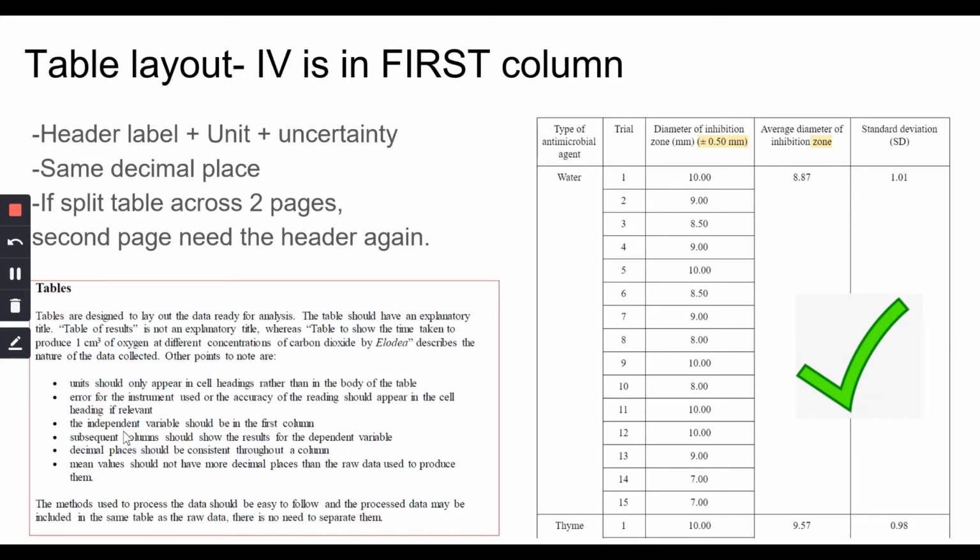Okay, we also mentioned that the independent variable should be in the first column. Same decimal place. This one special part is that the mean value should not have more decimal places than the raw data. So the decimal places should be consistent with the columns, and then the average and SD should not have a different decimal place. For example, if your data here is 2 decimal places, then your average should be 2 decimal places, and SD should be 2 decimal places. So that's the idea.